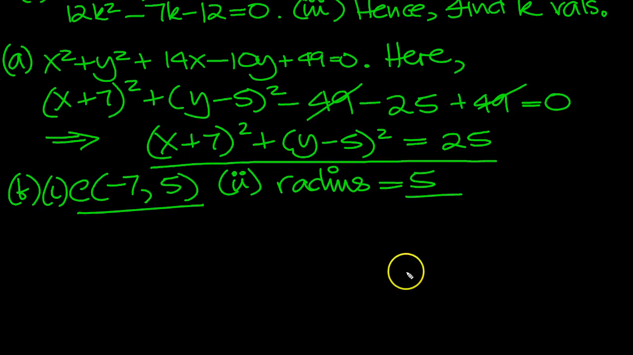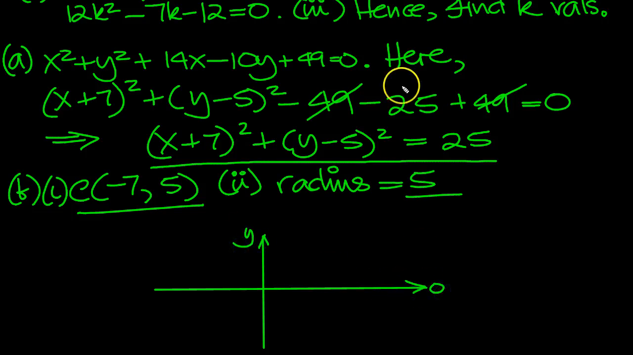Sketch the circle. So I'm going to do a quick sketch of this. Part C here. Just do a quick axis. So here's the y-axis. Here's the x. Here's the origin. The centre is at minus 7, 5. So I'm going to draw it here. And that's C. Because I've got a digital pen, I'm going to use dashed lines.